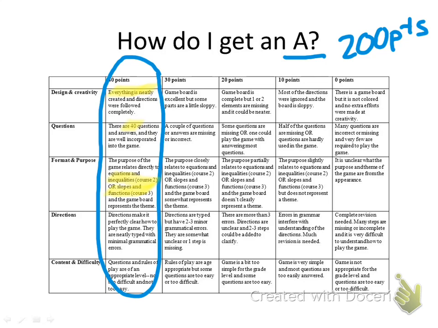Directions must be provided with your game that perfectly and clearly state how to play the game. They must be neatly typed with minimal grammatical errors, preferably 0 grammatical errors. Questions and rules of the game are appropriate level and not too difficult and not too easy.